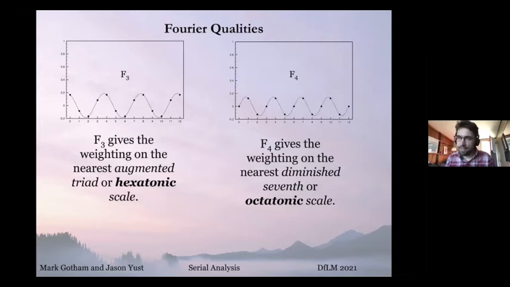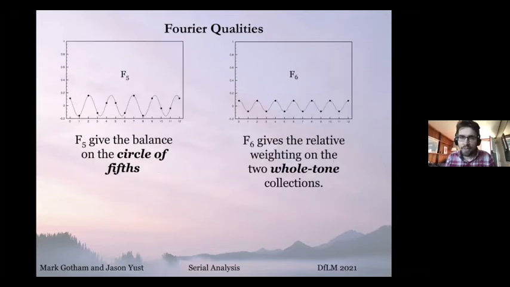When we go to the third, we're dividing the octave into 3 parts. We're going to get things that are triad-like. The highest value for that component is on a hexatonic scale. And the 4th is going to be particularly relevant for octatonic subsets. So we could refer to that as the octatonic property of the pitch class set.